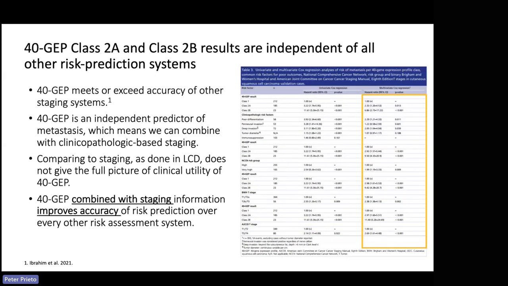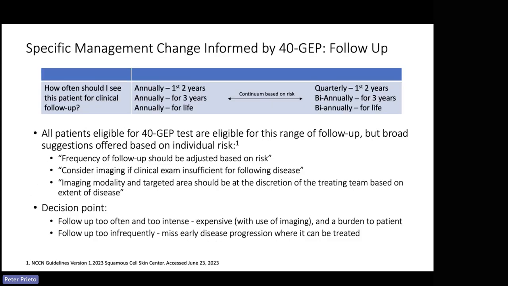So if we look at a few examples here, first for follow-up frequency. All patients eligible for this assay, by definition, have high-risk squamous cell carcinoma. If we look at how often a patient should be seen for clinical follow-up and how this test may influence that, there's a very broad suggestion offered that is based on individual risk. We have a decision to make here. A follow-up schedule that is too intense can be expensive and burdensome to both the patient and the system. And a follow-up that's too infrequent could miss early disease and progression where it could be treated most effectively.